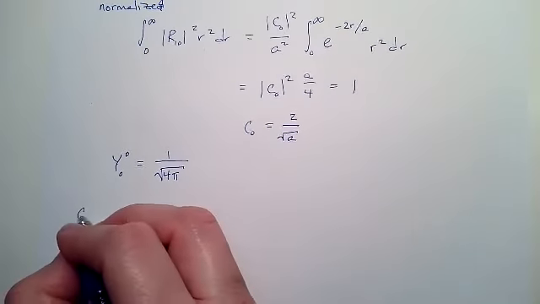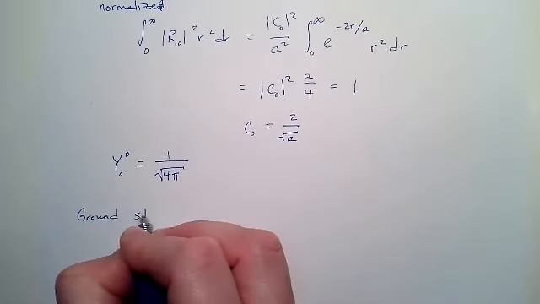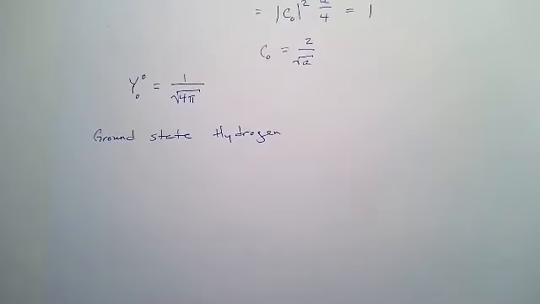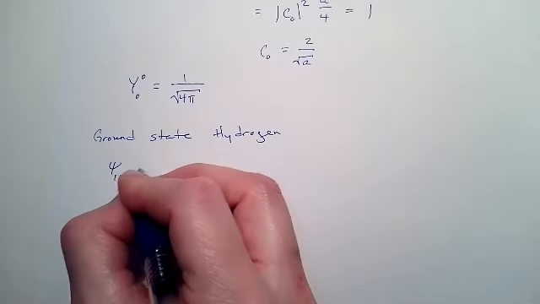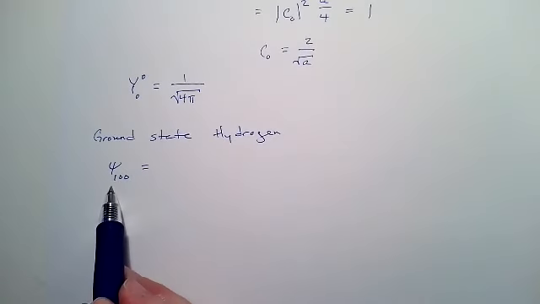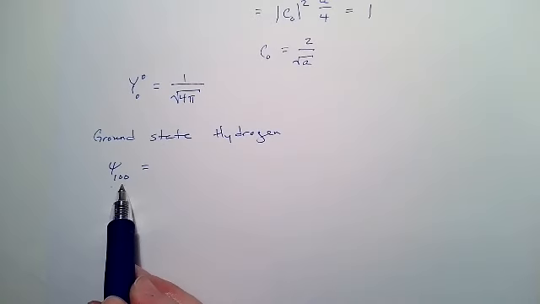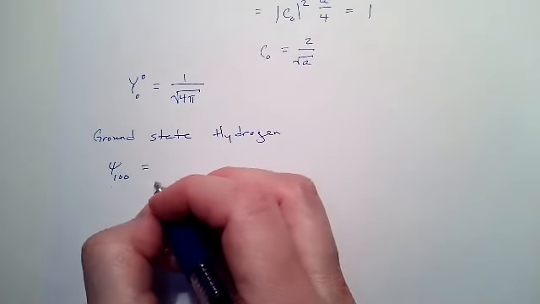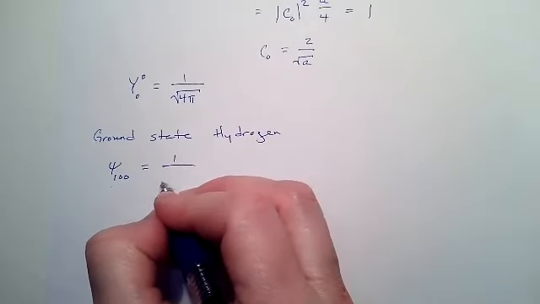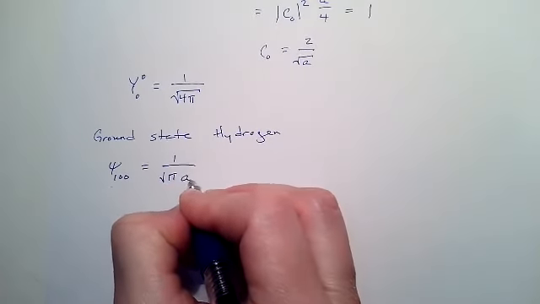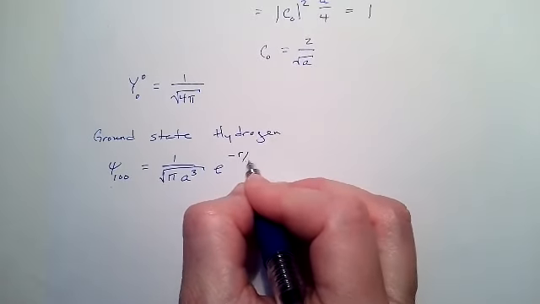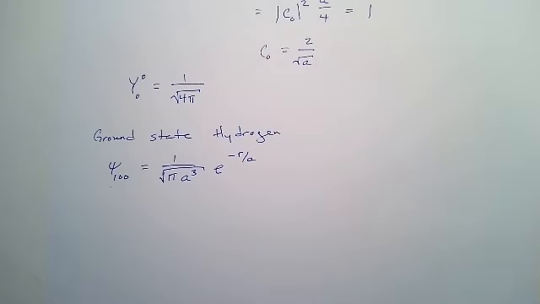So our ground state of hydrogen, we've found the ground state wave function to be psi with principal quantum number 1, angular and magnetic quantum number 0. And of course, this is a function of r, theta, and phi. Just was too lazy to write that down. We've got pi a to the 3rd under the square root sign here, and then e to the minus r over a. So that is our ground state of hydrogen's wave function.